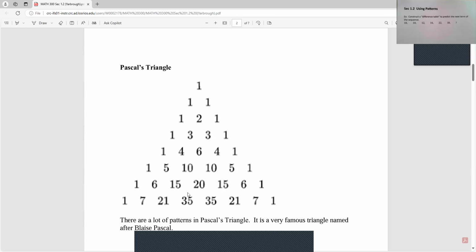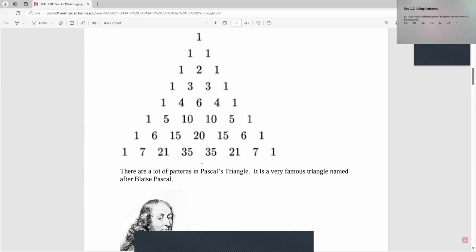Okay, let me pick another one. Here's a 35 right there. The 15 plus 20 made that 35 right there. So what would be maybe right here? It would have to be 70, right? Because 35 plus 35. If we were to draw another line, it would be a 70 right there, and so on. So this can extend indefinitely forever.